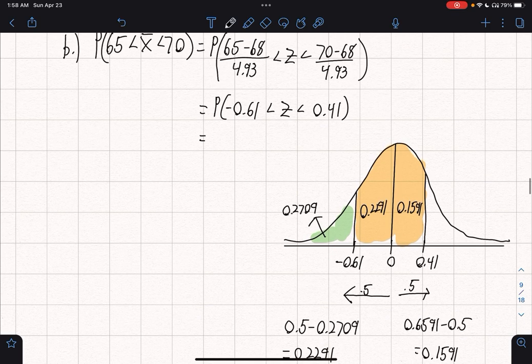So this is 0.1591. And so to answer our final question, we can do 0.2291 plus 0.1591. And that comes out to 0.39.